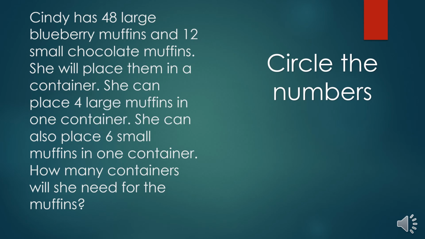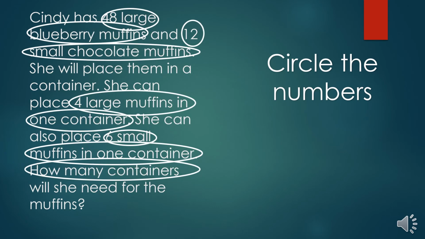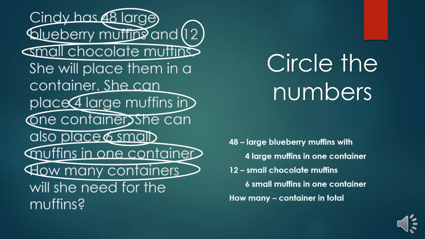And C tells me to circle the numbers, so I circled 48 large blueberry muffins, 12 small chocolate muffins, 4 large muffins in one container, 6 small muffins in one container, and I circled how many containers. Recap, we've circled 48 large blueberry muffins with 4 large muffins in one container, 12 small chocolate muffins with 6 small muffins in one container, and the words how many, and that's telling me I'm looking for containers in total.